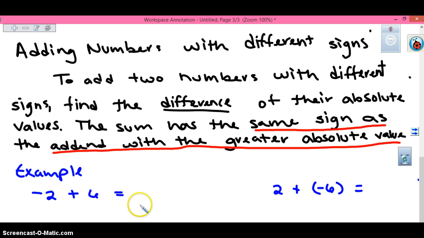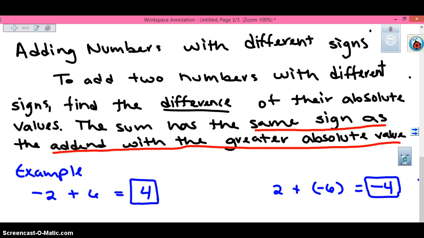That means 6 minus 2, which is 4. And we keep the sign of the number with the greater absolute value. So this equals positive 4. What about here? What's negative 4? Same thing, we subtracted the absolute values, 6 minus 2, we got 4, and we keep the sign of the number with the greatest absolute value.